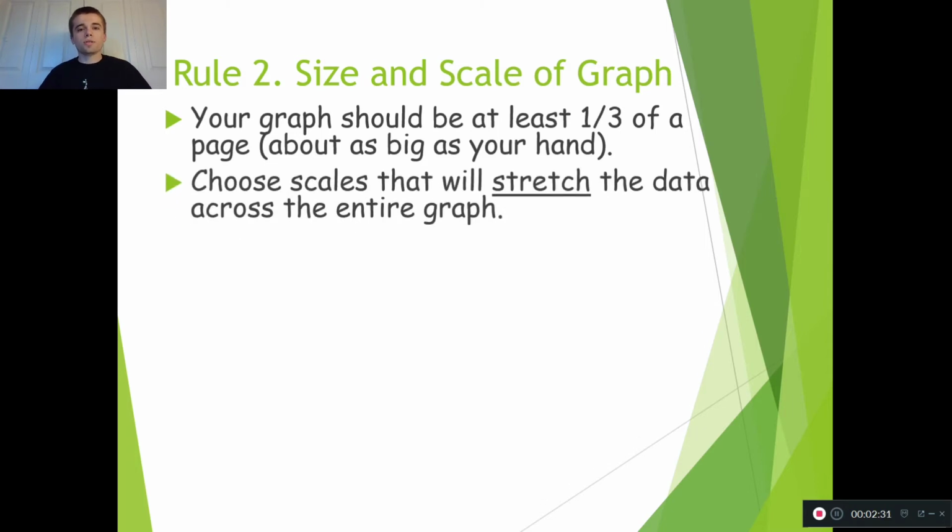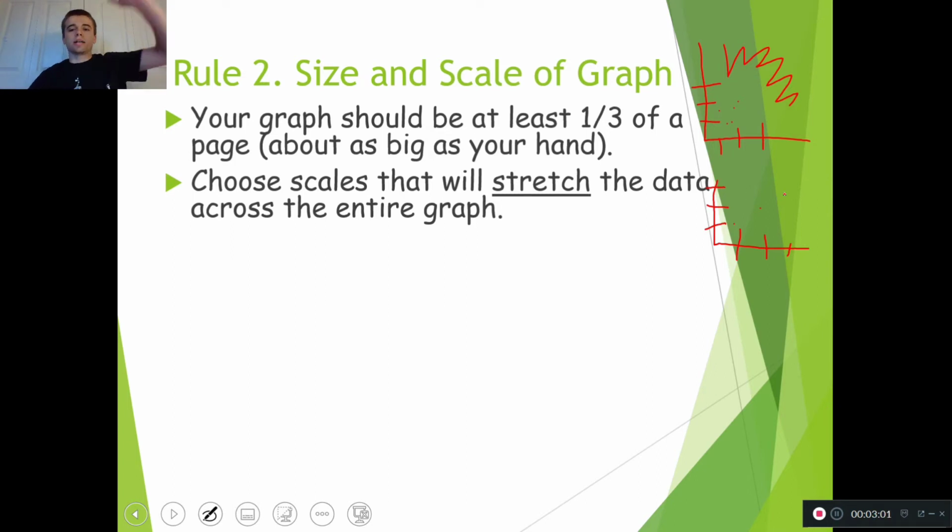Whenever you choose a scale, you want to choose a scale that will stretch the data across the entire graph. So if, let's say you have your graph right here and you make some scale like this and all your data points fall right there, well, now this entire portion of the graph is empty, and we don't want that. We don't want empty space on our graph. A better scale would be to choose something like this, where your data points stretch the entire length of the x-axis and the entire length of the y-axis. So you don't want all that empty space. Empty space is bad. We like to stretch things so that we can see the relationships better, and it also makes reading the graph a lot easier.